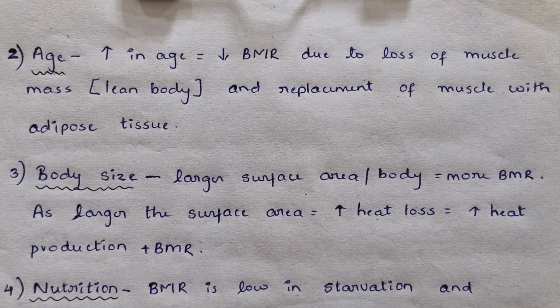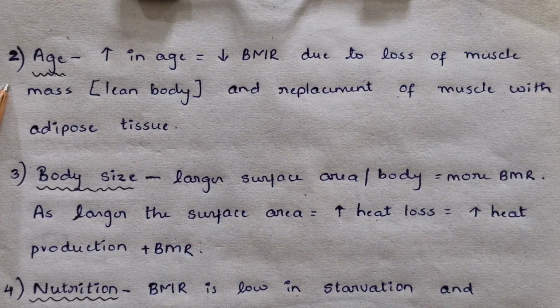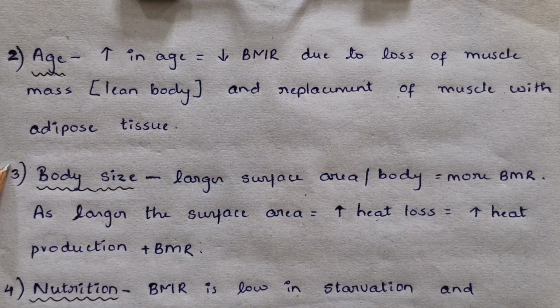The second factor is age. Increase in age decreases the basal metabolic rate due to loss of muscle mass, that is lean body, and replacement of muscle with adipose tissue.